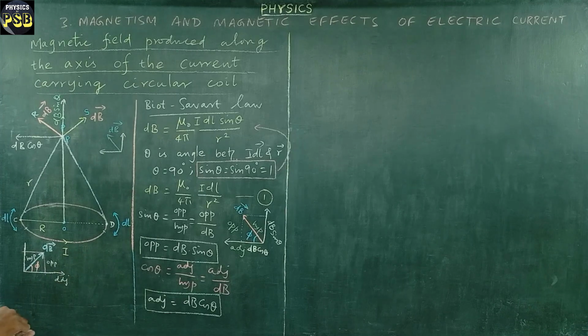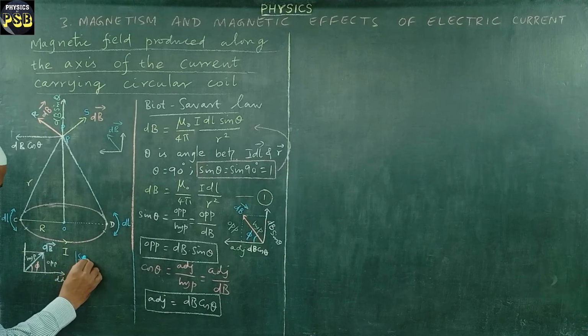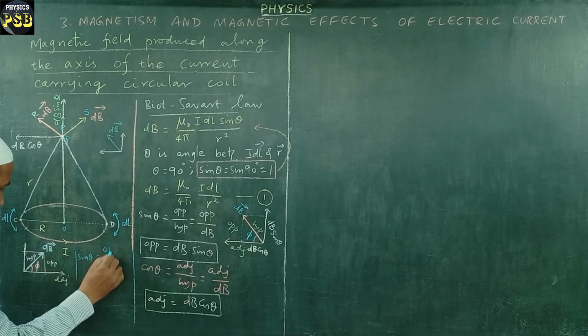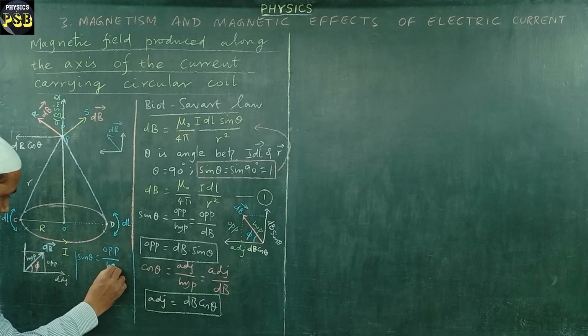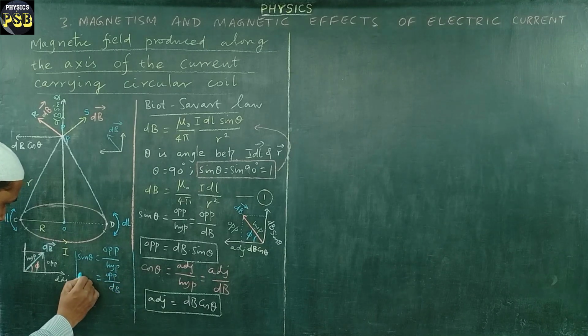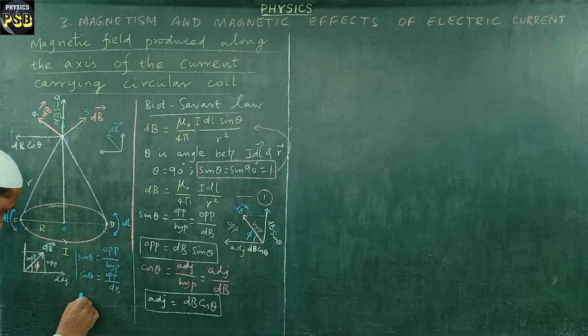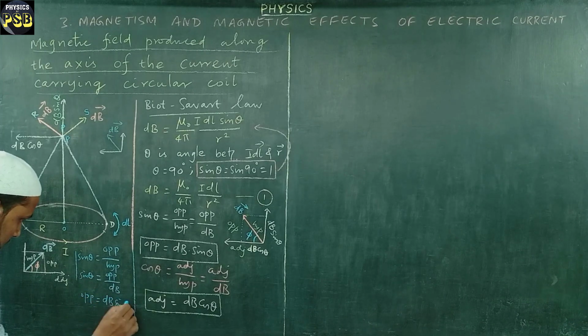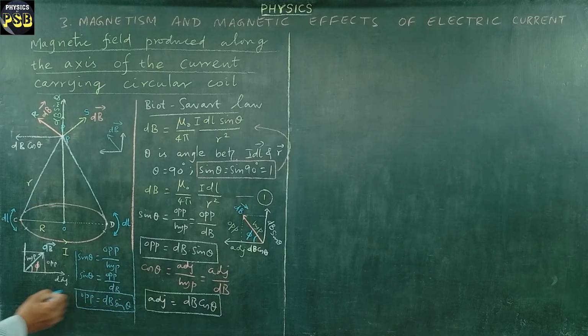Here, sin of theta is going to be equal to opposite side divided by hypotenuse. The opposite side is unknown, so I kept it as such. Hypotenuse is dB. So, the opposite side is equal to dB sin theta. I box this, then I go ahead.